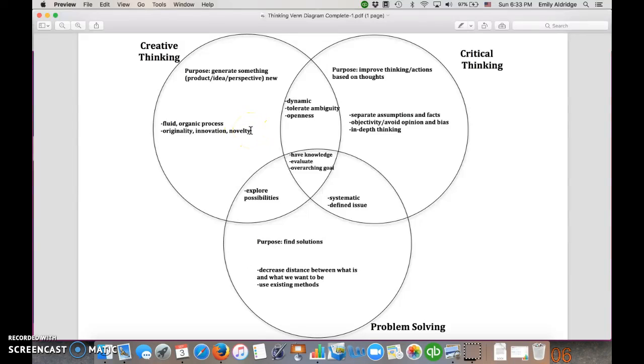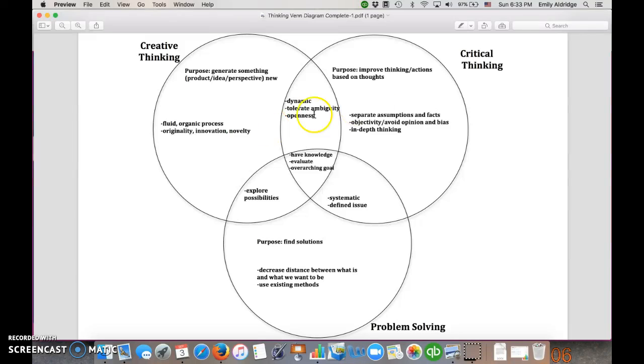I borrowed this from another instructor who's also teaching in this section, so I want to let you know that I did borrow this. But when we think about creative thinking, the focus is on the generation of something new, and we're not inhibiting that process at all. It's about novelty, it's about originality. A lot of people would put brainstorming into this kind of creative thinking. So the goal is just to get it out there, to generate something new, and to not really harness those ideas in any way.